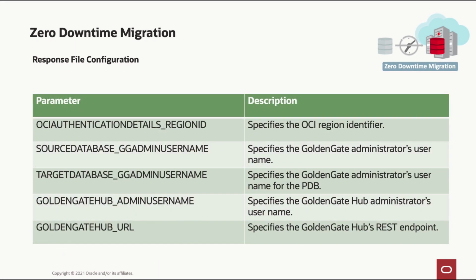Moving on, we have the OCI authentication details region ID, which specifies the OCI region, so ZDM knows where it's migrating to. Then the source database ggAdmin username that you created, which is the GoldenGate administration username, the target database ggAdmin username, the GoldenGate hub admin username, and the GoldenGate hub URL, which is the hub's REST endpoint.